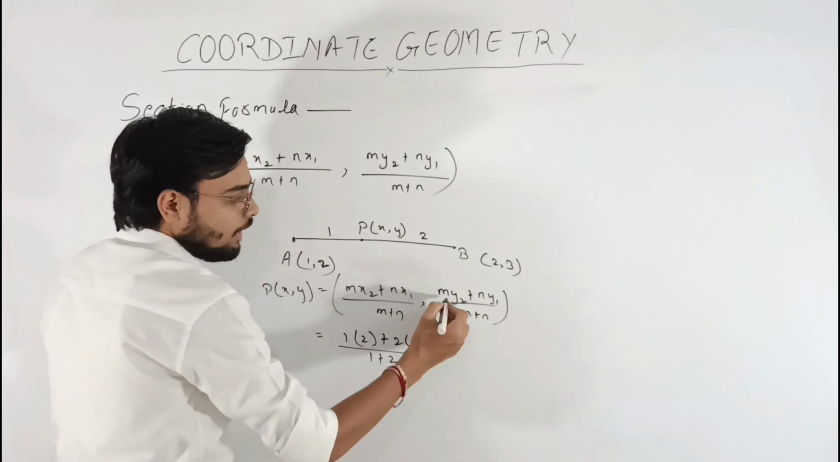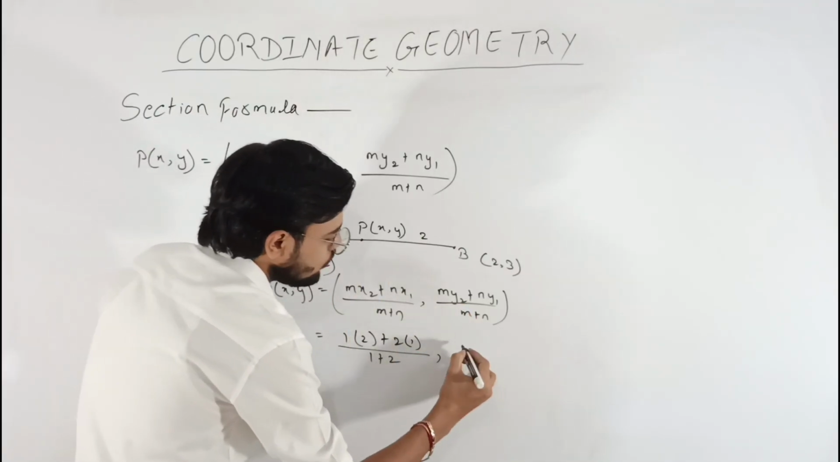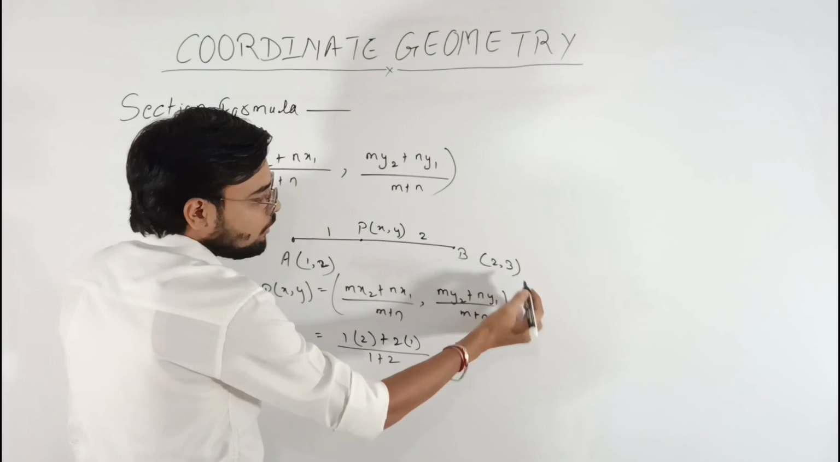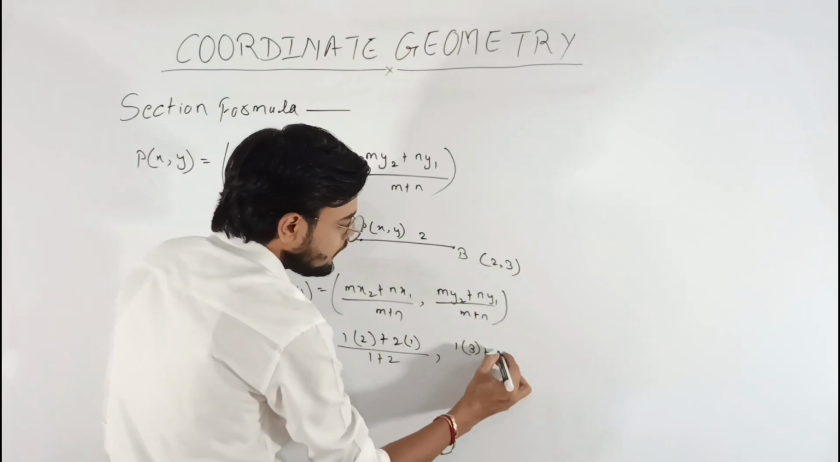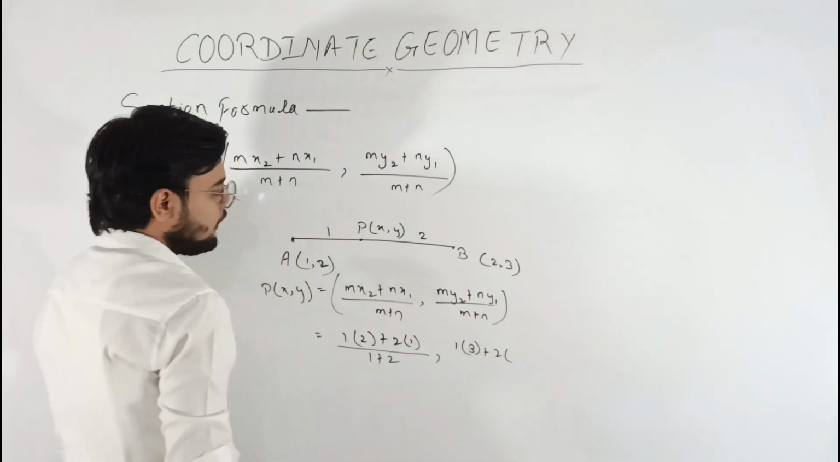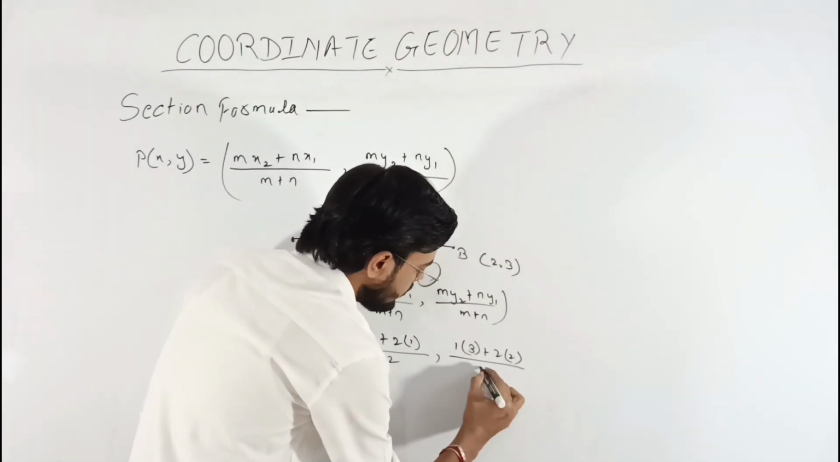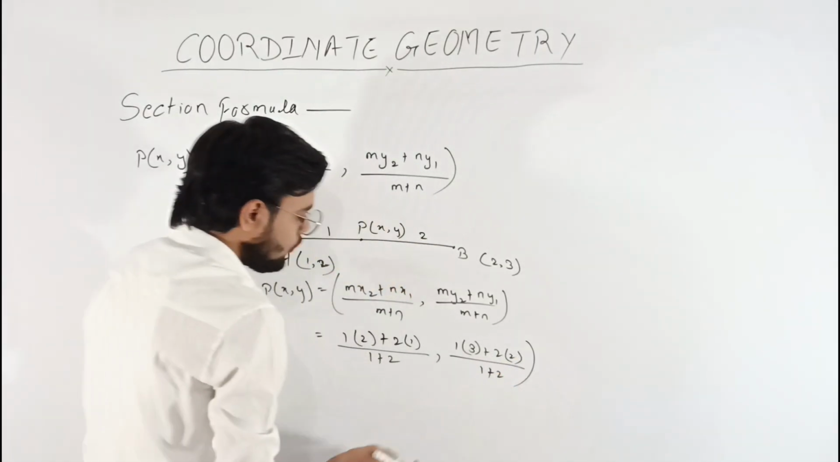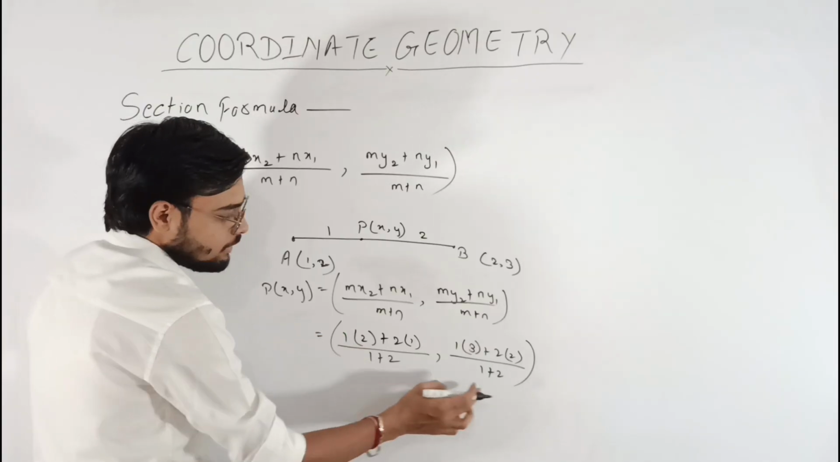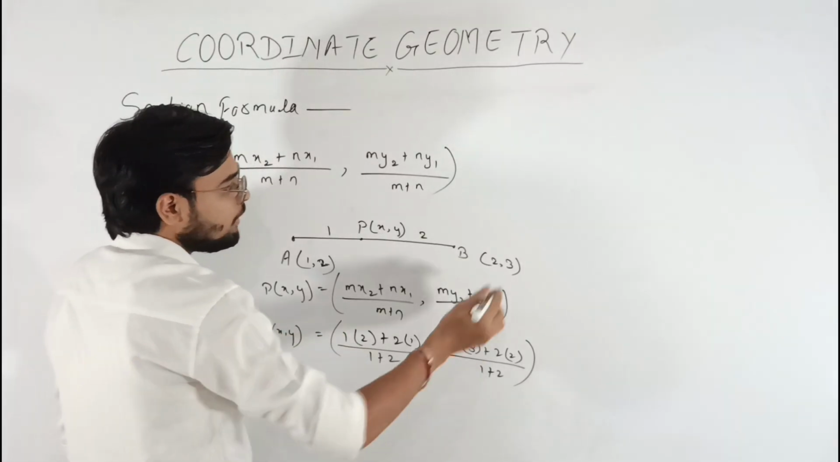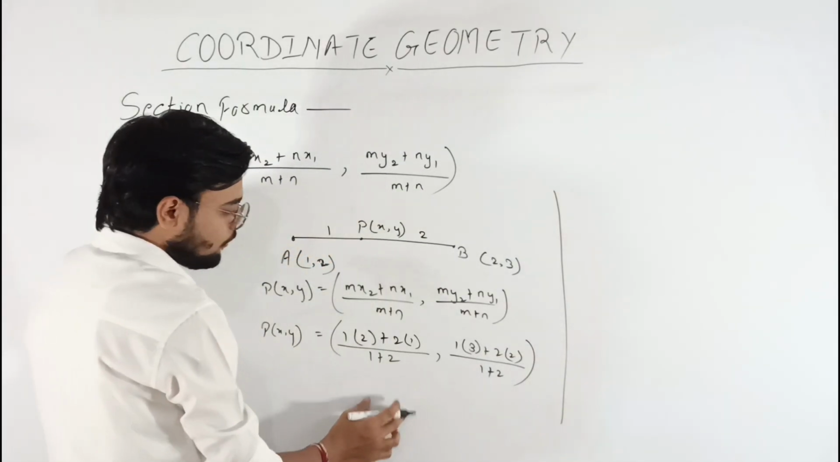Now y coordinate, m is this ratio, so m is here 1. Now y2, this is my second point, so here y2 is 3, plus n is 2, and y1 is here 2, upon m plus n, which means 1 upon 2. Now this is my x coordinate, this is my y coordinate. Okay, now I solve it here. So after solving this, what do we get?